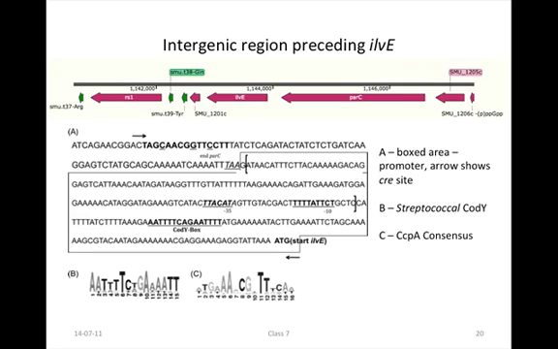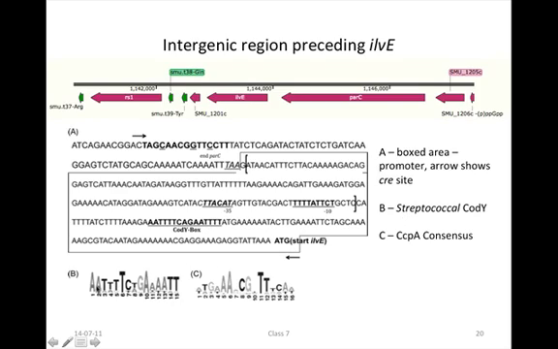Now, in this paper by Santiago, she looked at ILVE. In the region prior to ILVE is this sequence, and she's made a box around the promoter area. She's also done an experiment where she's only looked at a part of the promoter, highlighted by the two brackets. The reason she did a truncated promoter was she wanted to look at what happens if you don't include the CodY box in an experiment.